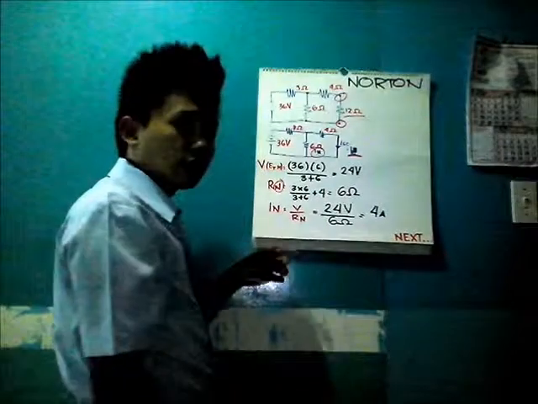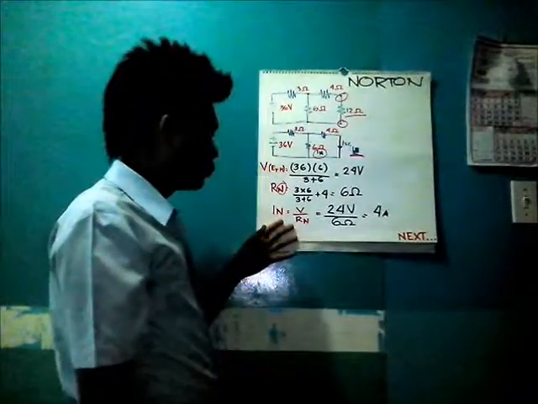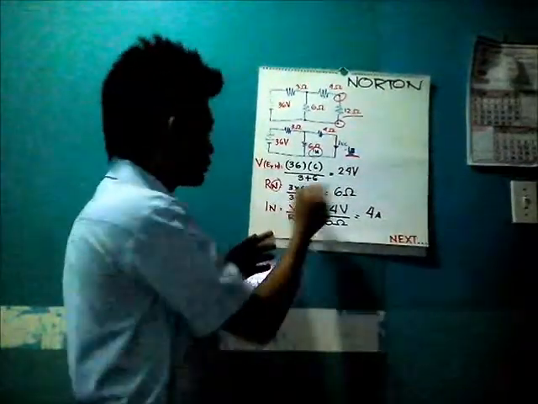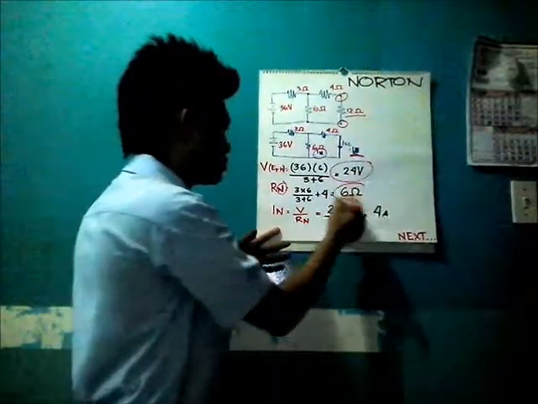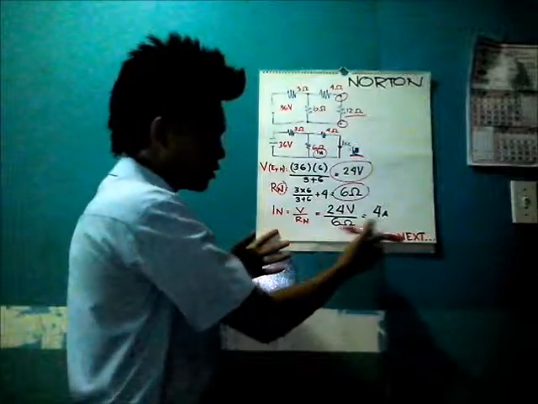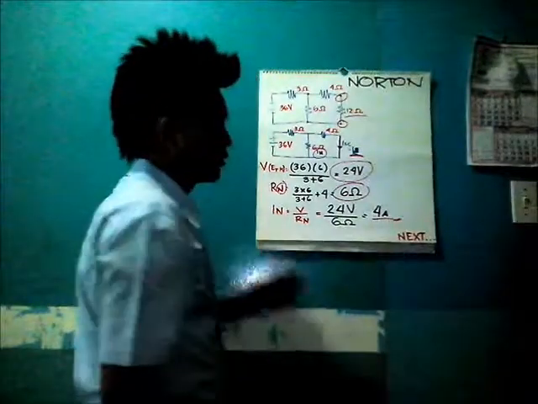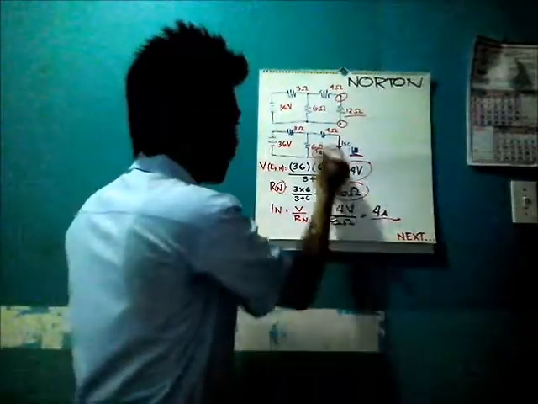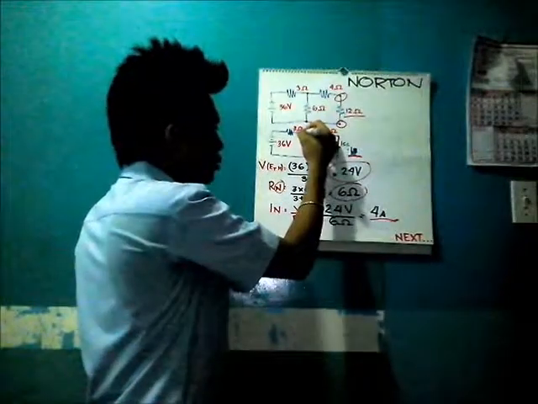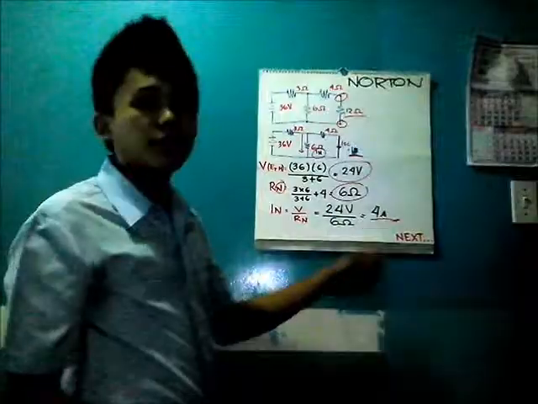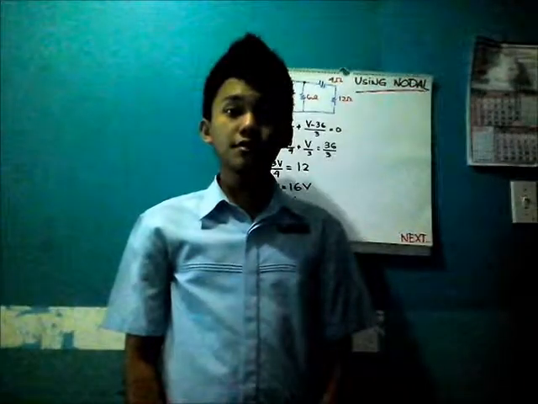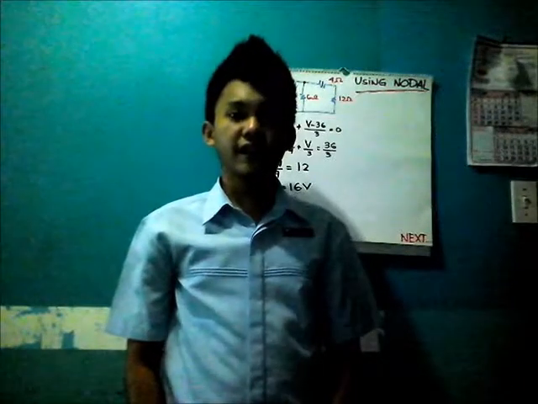The IN, or the current Norton, will be the voltage over the total resistance. So 24 over 6 is equal to 4. So our IN, the current through this resistor 6, will be 4 amperes. We can also use nodal to solve for the IN in Norton.